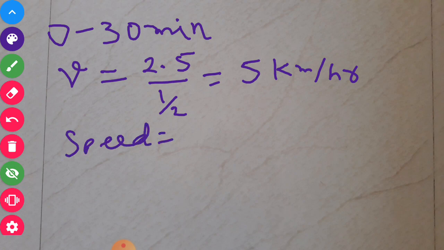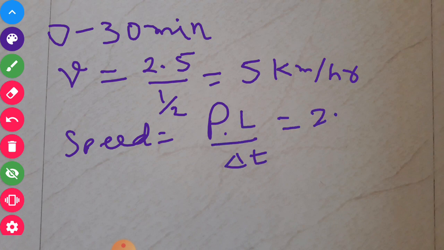Average speed is path length upon time interval. Now the path length is the same as displacement, time interval is 1 by 2 hour, so this is also 5 km per hour. Both are the same. That is, average velocity and average speed are both the same.